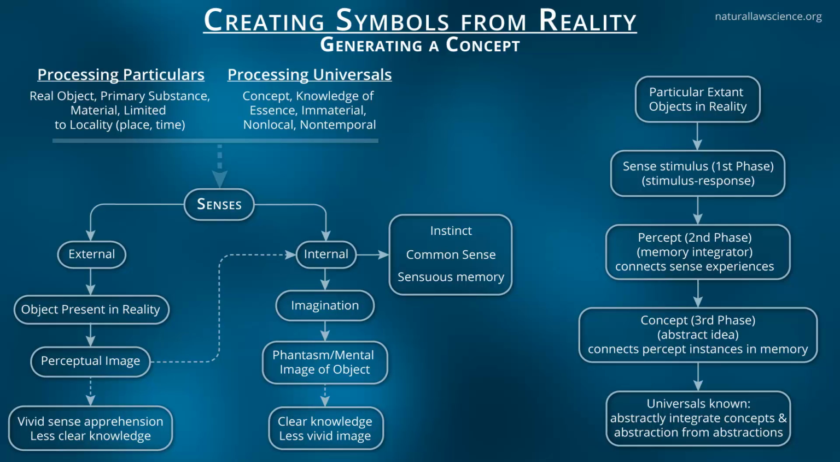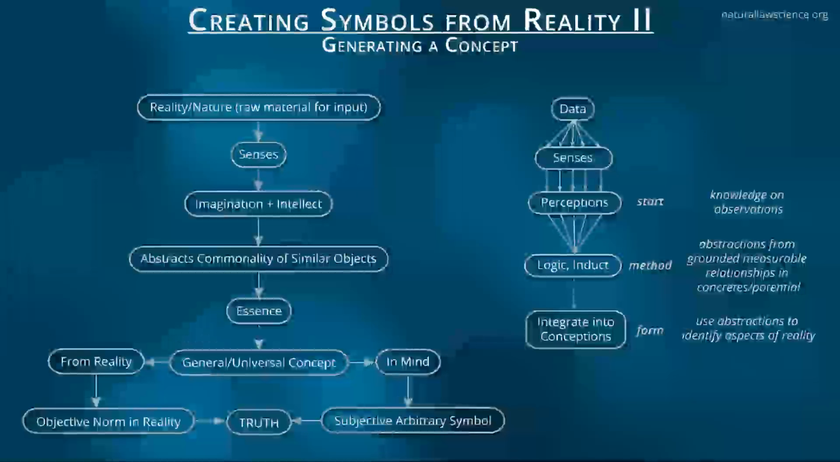Alright, next image up is number 6, creating symbols from reality, part 2. More flowcharts on how we generate a concept. On the left we have, starting with reality and nature, which is our raw material for input. Then we get to our senses. From our senses, as we saw in the previous infographic, we get to our imagination, our internal senses.